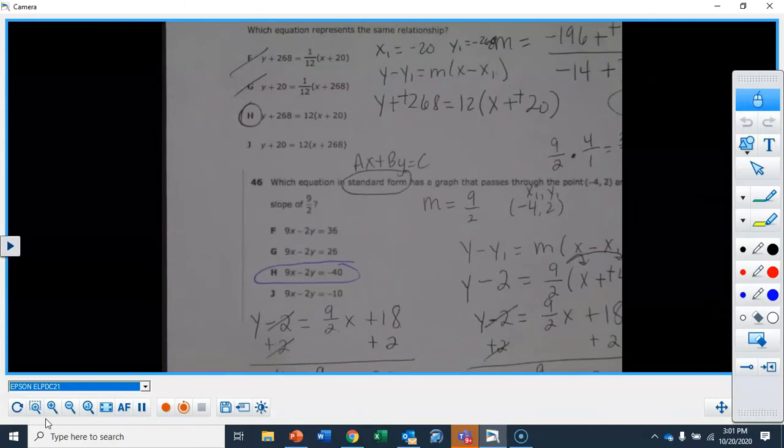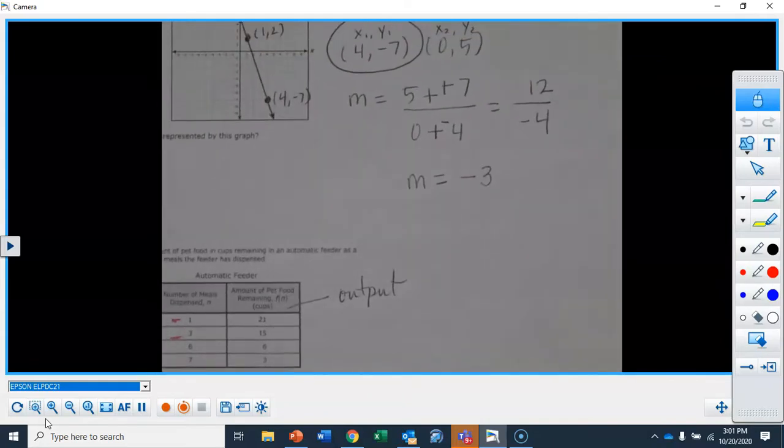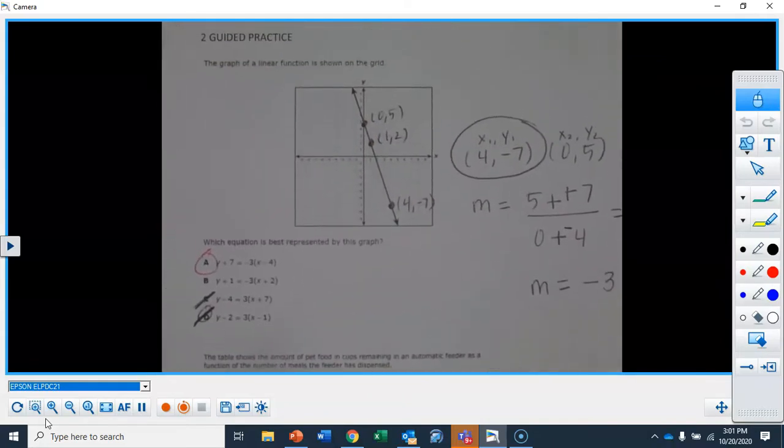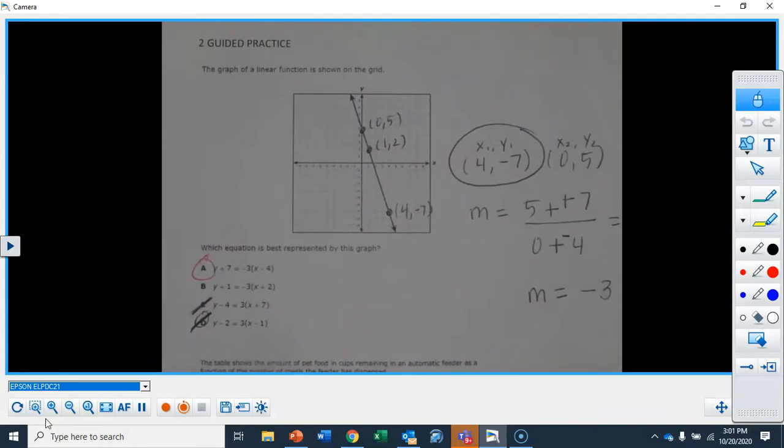Let's go to the next one. All right, then there was this one. And I'm just going to walk through the steps because I've already done them. I don't have any blank copies of this anymore, I don't think. Let me check.